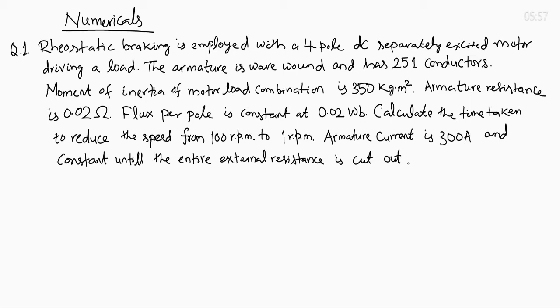Calculate the time taken to reduce the speed from 100 rpm to 1 rpm. Armature current is 300 ampere and constant until the entire external resistance is cut out. So, we will solve this numerical.